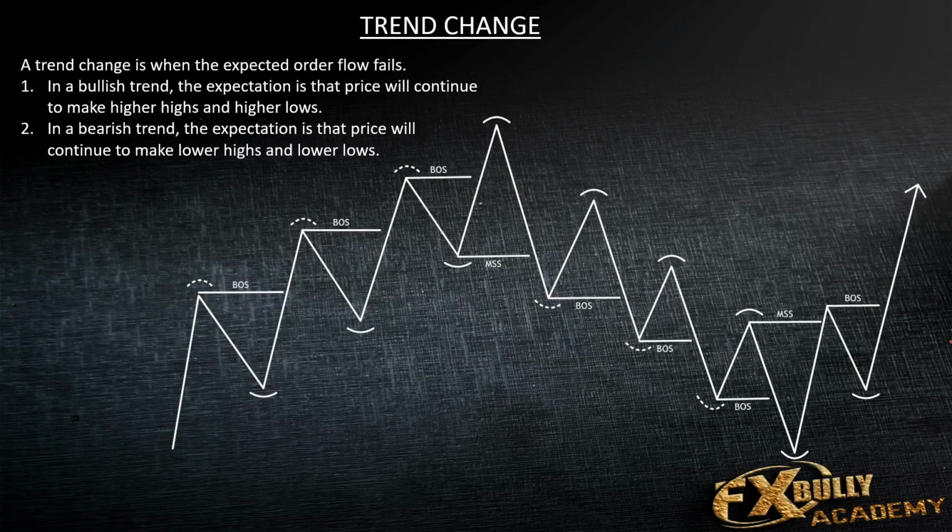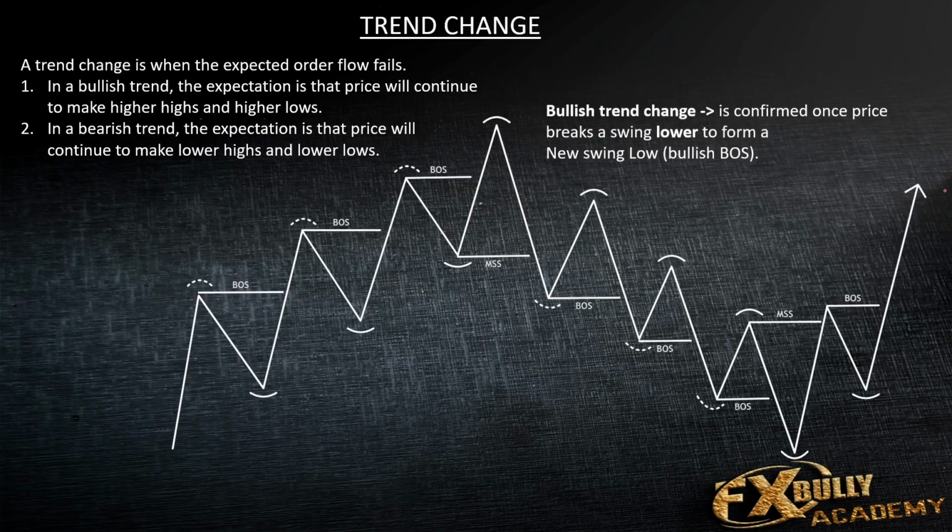And when the market is bearish, or we're in a downtrend, we expect that the price should continue to make lower highs and lower lows. But when the market fails to do that, we then consider that as a change in a trend.